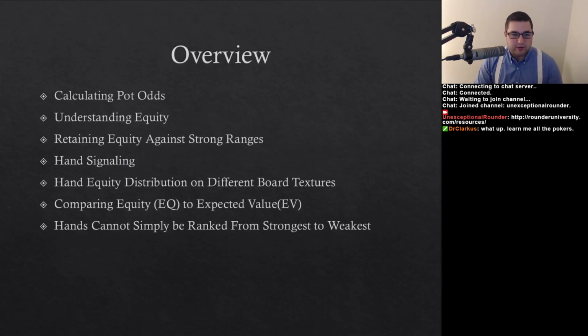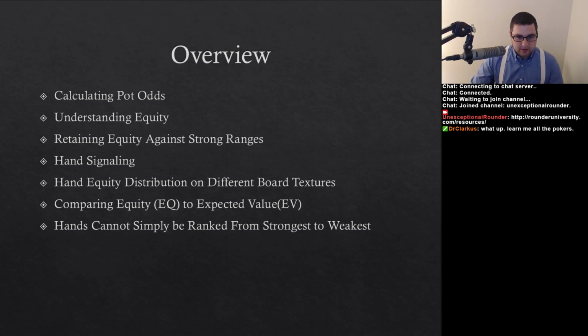What we're going to talk about today, up on the screen, is calculating pot odds, understanding equity, why it's important to retain equity against strong ranges, hand signaling, equity distribution on different board textures, the difference between EQ, or equity, and expected value, EV, and why hands cannot simply be ranked from strongest to weakest. At the end of each slide, I'll give about a 10 to 15 second pause for anyone in the chat to ask questions. If you're watching this on YouTube, obviously I won't be able to answer live, but go ahead and put your questions in the comments, and I will respond to them.